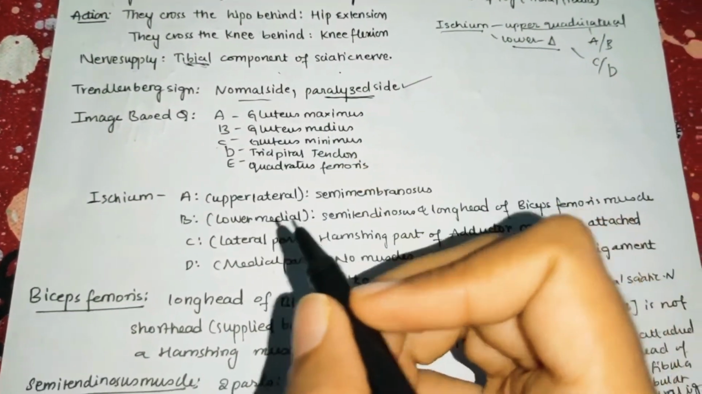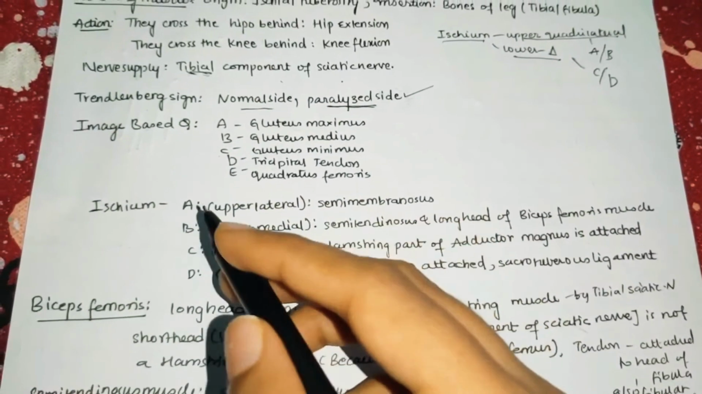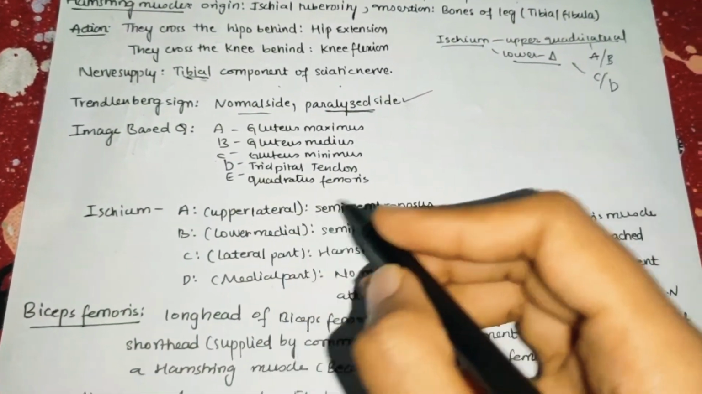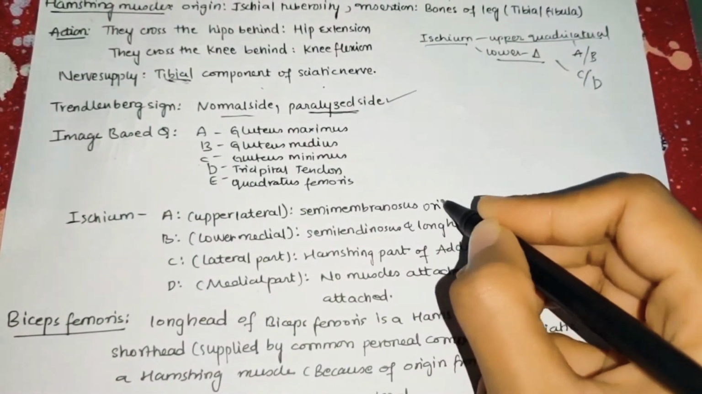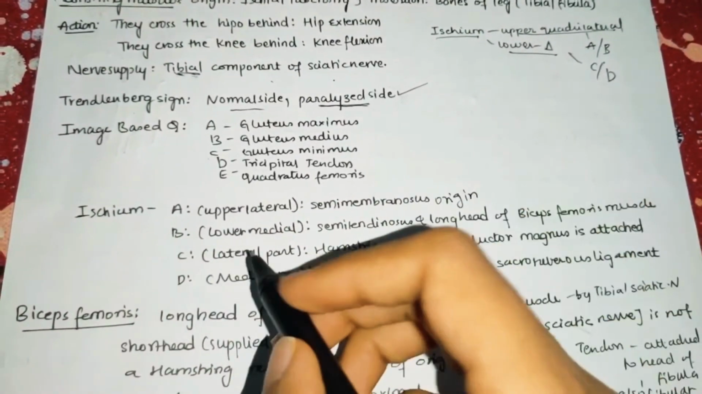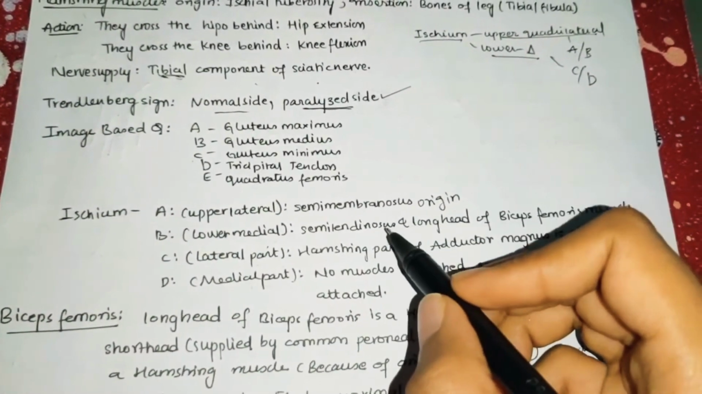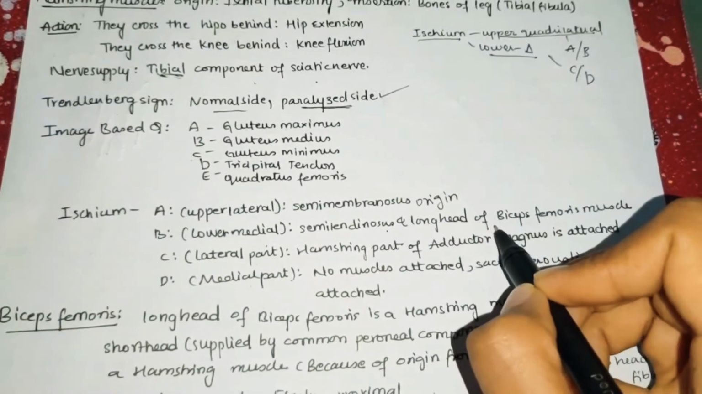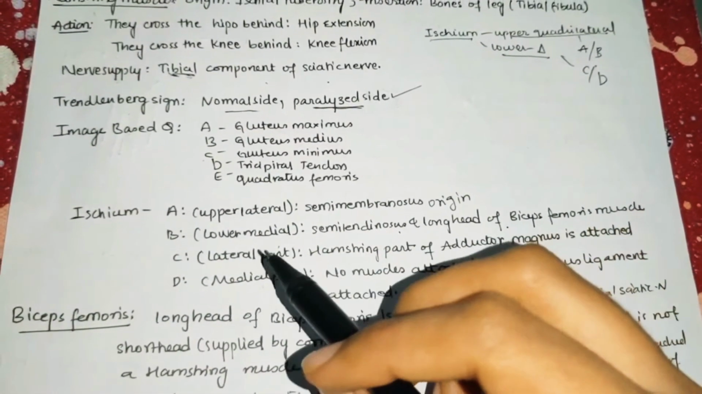So next, coming to this ischium, where they are attached: in A, that is in the upper lateral part, there is origin of semimembranosus, okay, and in the lower medial part there is origin of semitendinosus and the long head of biceps femoris muscle.